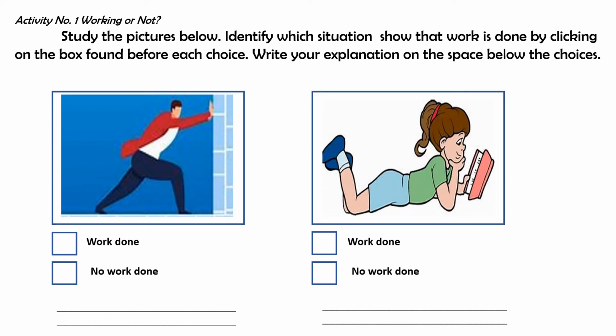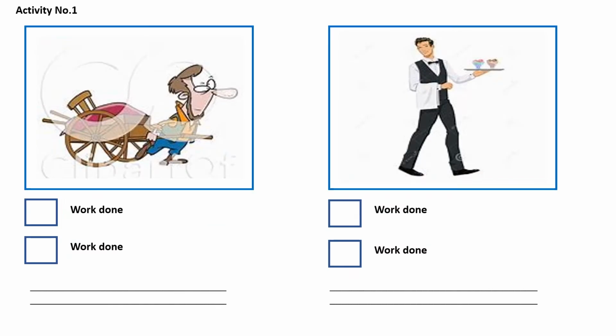Okay, so study the pictures below. Identify which situations show that work is done by clicking on the box found before its choice. Write your explanation on the space below the choices. Okay, I will give you 5 seconds to do this. Okay, so let's proceed. So we have here another activity. This is a continuation.